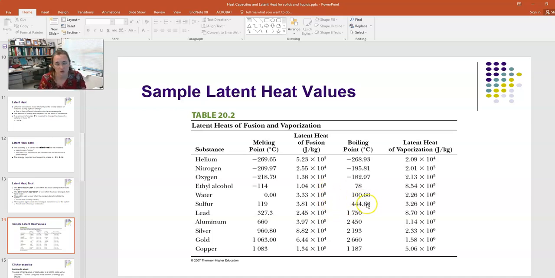Now, the boiling point of water is 100 degrees Celsius, okay? If you're talking about going from a liquid to a gas or back again, then you use the latent heat of vaporization for that. And the value for water for the latent heat of vaporization is 2.26 times 10 to the 6th joules per kilogram. You can see that these numbers aren't the same. The latent heat of vaporization is much larger by an order of magnitude than the latent heat of fusion.